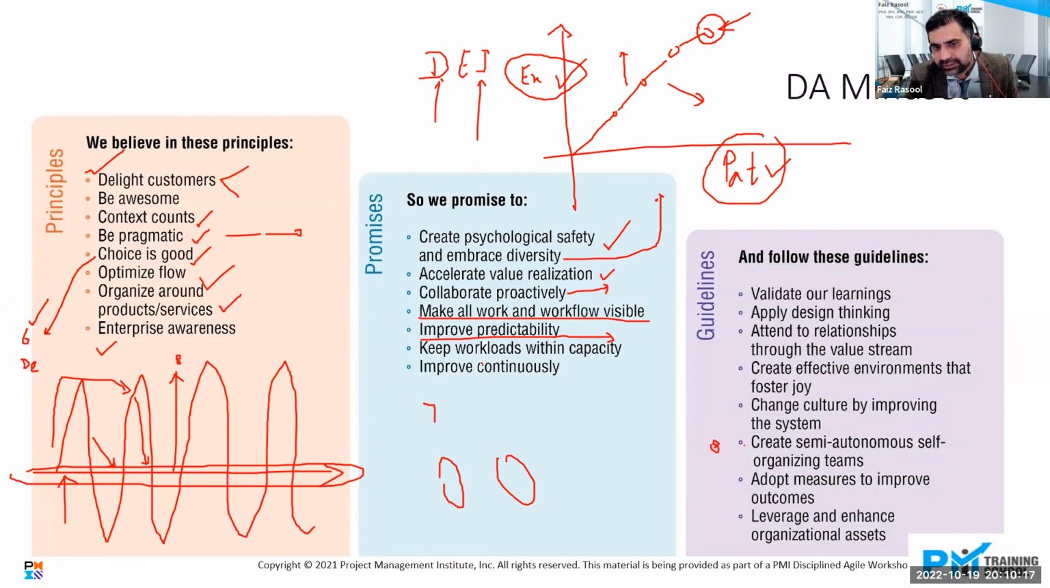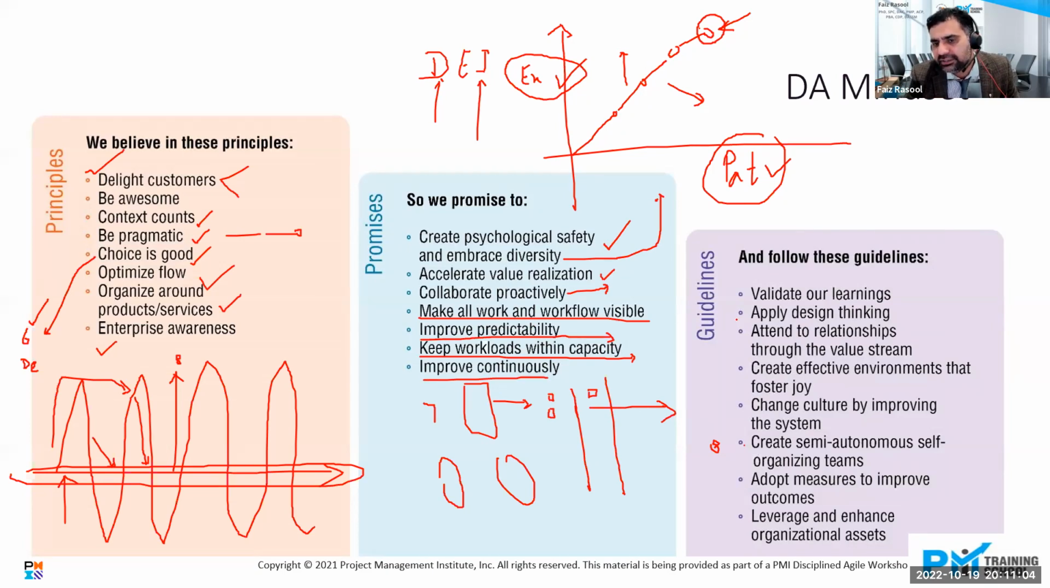Keep workload within capacity. This is a beautiful concept. Lean is based on that, where we want to decompose big work into small work items, and we really want to work on as few items as possible at a time. The benefit is the speed will be much improved, and workload will be within our capacity. If you remember the agile principle about sustaining a pace over indefinite time, we can only do it when workload is within capacity. Improve continuously, that is CI, we already talked about it.